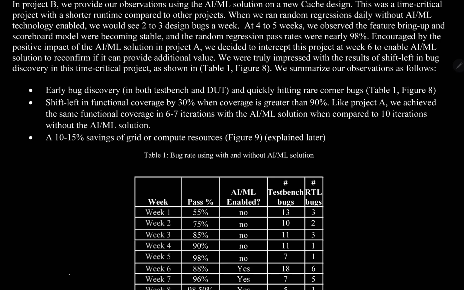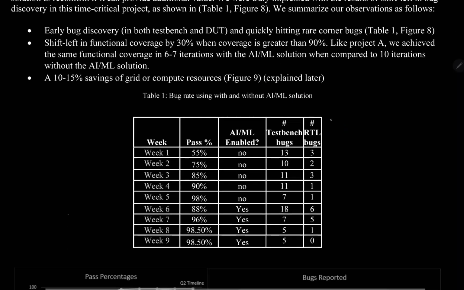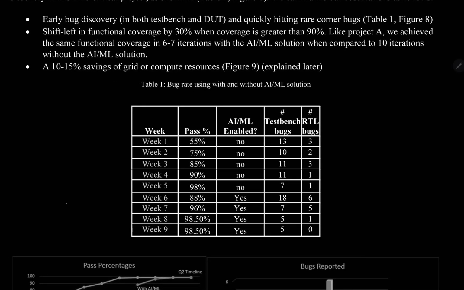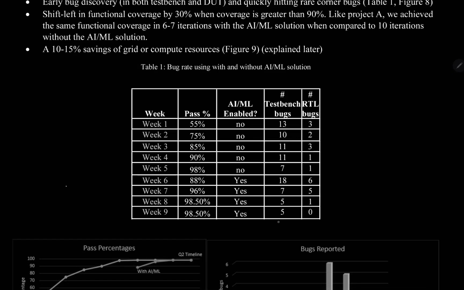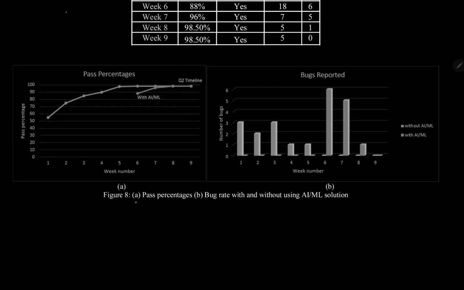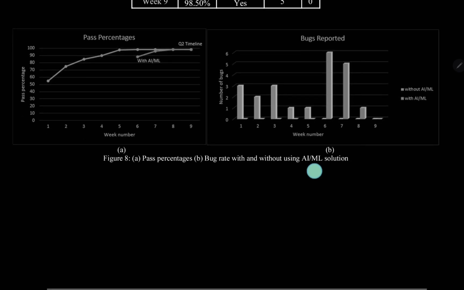Shift left in functional coverage by 30% when coverage is greater than 90%. Like Project A, we achieved the same functional coverage in 6 to 7 iterations with the AI/ML solution, compared to 10 iterations without an AI/ML solution. A 10 to 15% savings of grid or compute resources, in Figure 9, explained later. So the Table 1 bug rate with or without AI/ML solutions looks like this. Figure A is the pass percentage, and B is the bug rate with or without using AI/ML solutions.